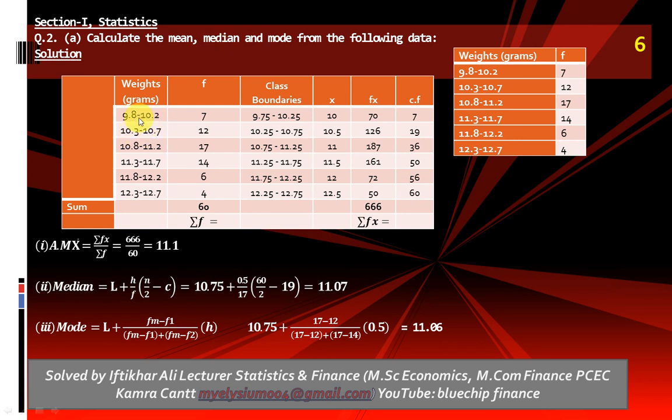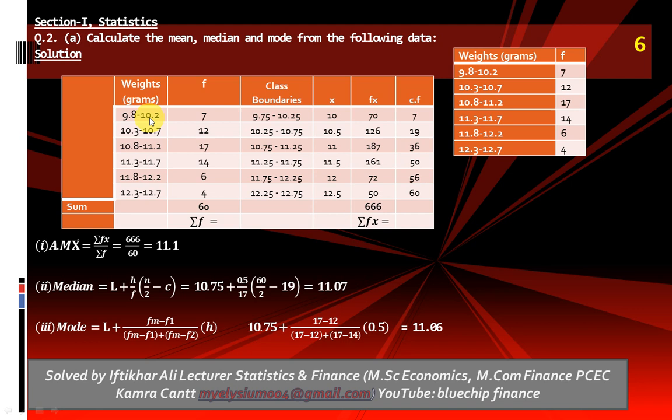So as you are seeing here, that upper limit of first class and lower limit of second class is not equal. So first of all, take the class boundary. How can we take the class boundary? Simply subtract these two values, 10.3 minus 10.2 divided by 2, and what comes should be subtracted from the left side and added to the right side.